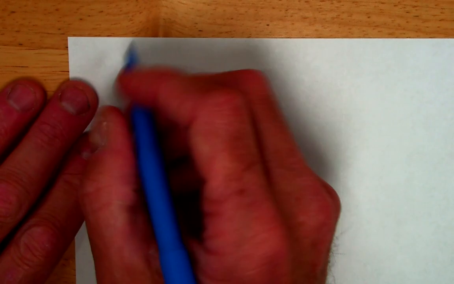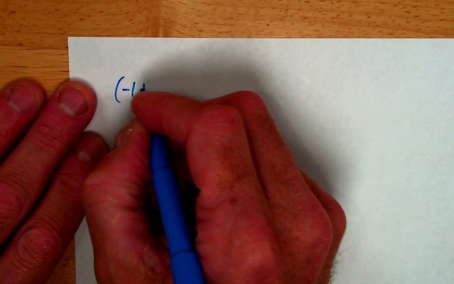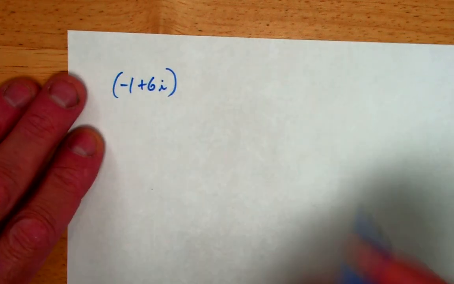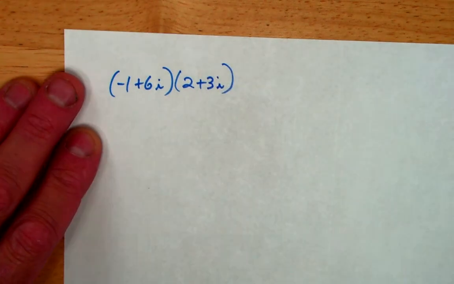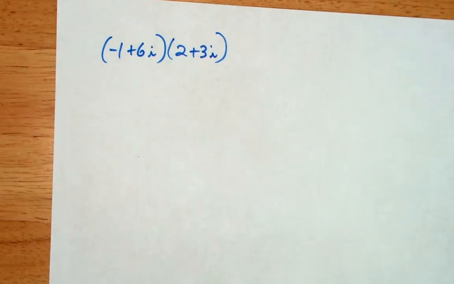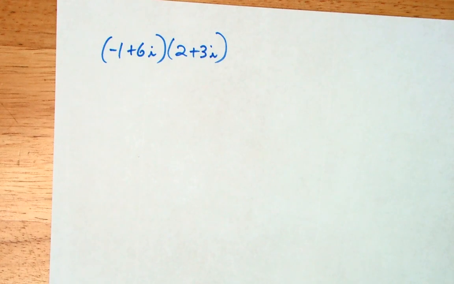Two more multiplication, and we'll get on to division. Here we go. Let's try this again. Negative 1 plus 6i times 2 plus 3i. I want you to do that, and I want you to compare your answer with your neighbor's, please.